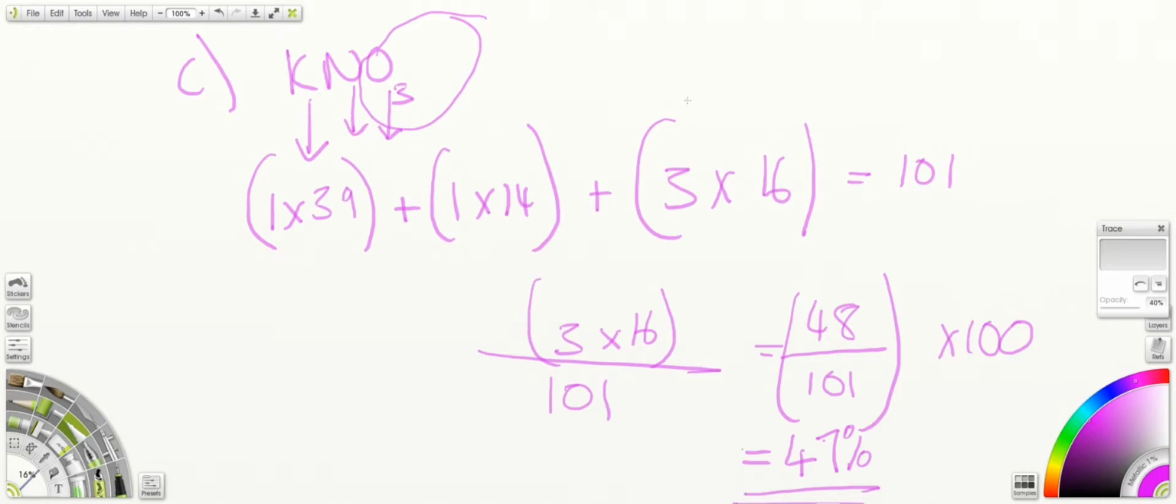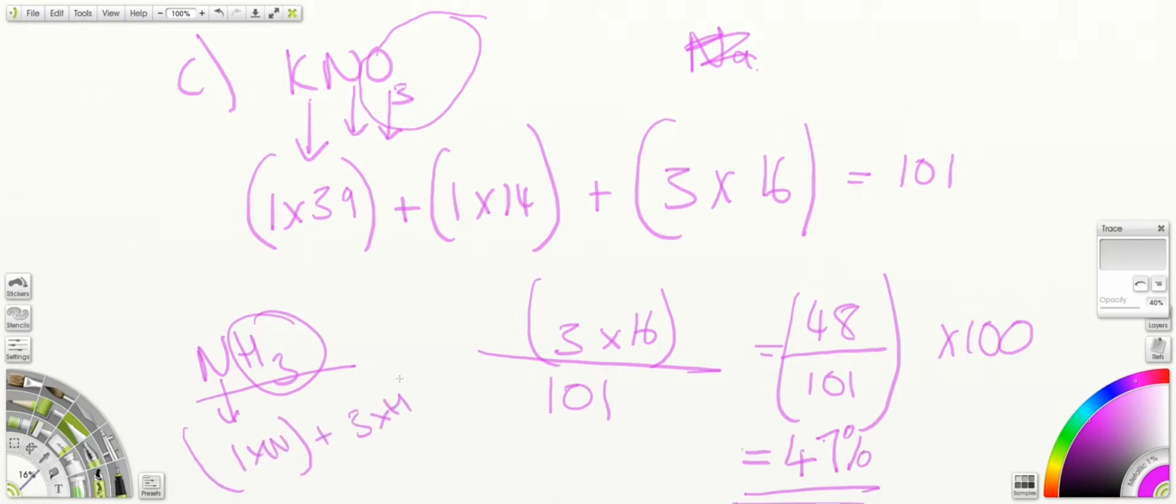If they want, for example, sodium Na, let me think. If they want it for, let me think of something, NH3. So NH3, and the question was how much percentage by mass is there of hydrogen. You do the same. You got 1 times nitrogen plus 3 lots of hydrogens. That's going to be your total. Then it's going to be 3 lots of hydrogens divided by your total. Okay, exactly the same thing.